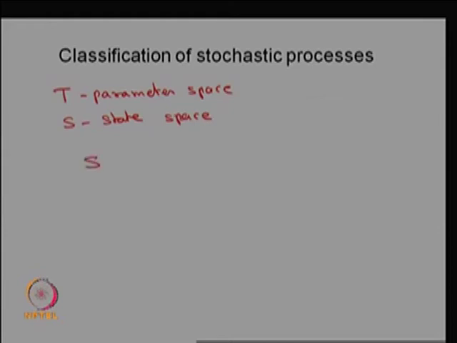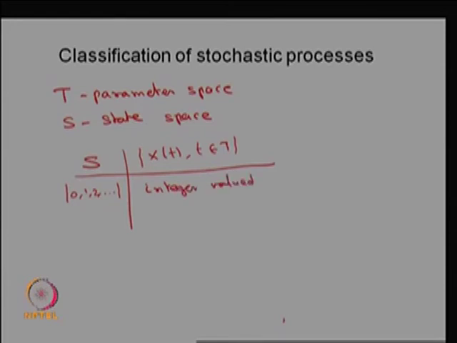Let us start with the capital S. Suppose the possible values of S are only countably infinite or countably finite values, then the corresponding stochastic process is going to be called an integer valued stochastic process, or we can call it a discrete state stochastic process. So, whenever the possible values of S are countably finite or countably infinite, then we say it is an integer valued stochastic process or a discrete state stochastic process.